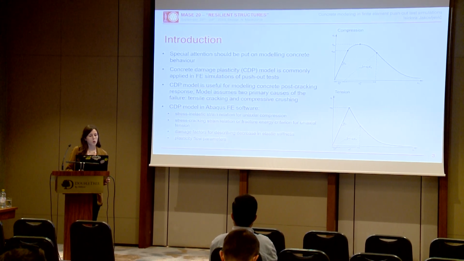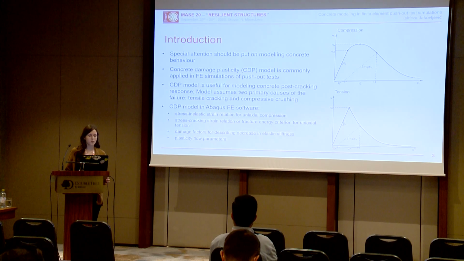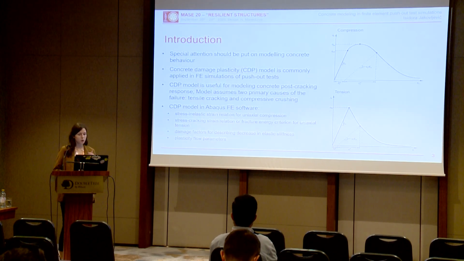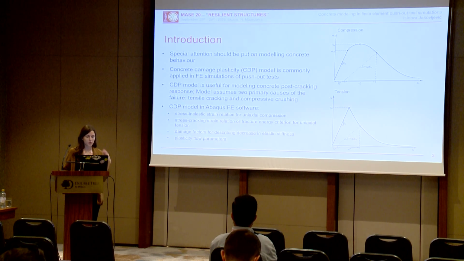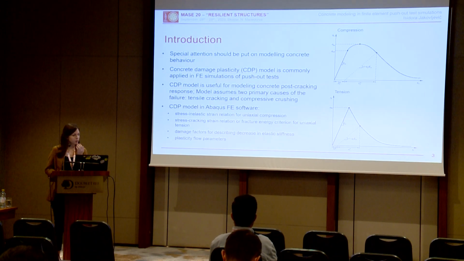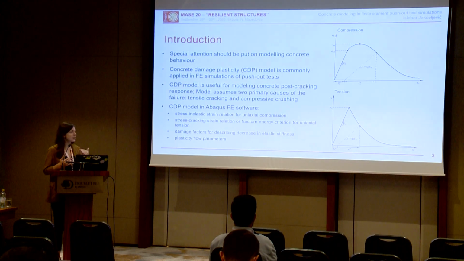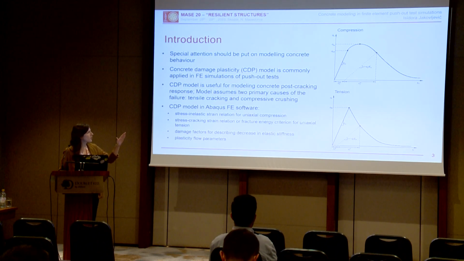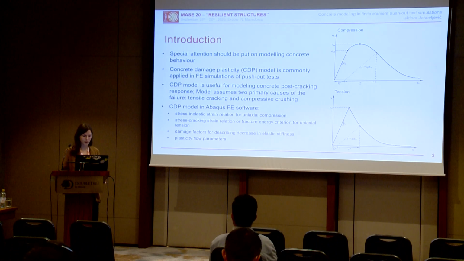So when we want to use this model in the Abaqus finite element software, we need to define the stress and elastic strain relation for uniaxial compression, as presented here in the first figure. Also, for tension, we need to define the relation between stress and cracking strain, as presented in the second figure. The other possibility is the fracture energy criterion for tension. Then we also need to define damage factors for describing the decrease in the elastic stiffness in this strain softening domain. So basically, the damage factor describes the slope of this dashed line for both compression and tension. And we also need to define plasticity flow parameters that describe the behavior of concrete outside of the elastic domain.